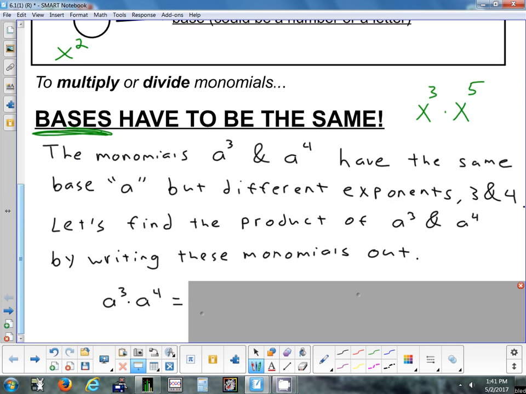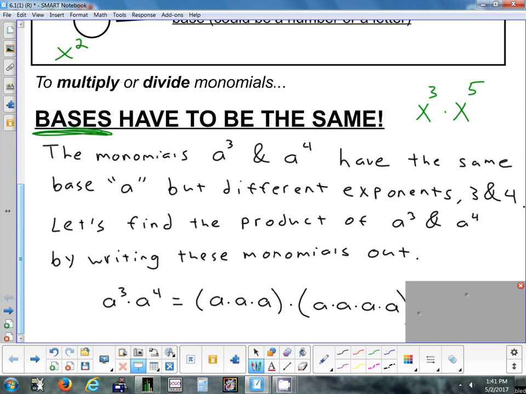So what does A to the 3rd power mean? A times A times A. Yep. It means A times A times A. And what about A to the 4th power? A times A times A times A. Now, if you read that off, you have A times A times A times 4 more of them. How many A's are there? 7. So if you multiply A times itself 7 times, what's a short way to write that? A to the 7th power.